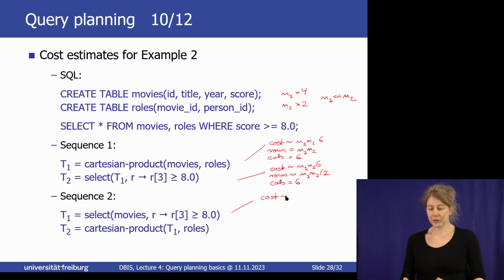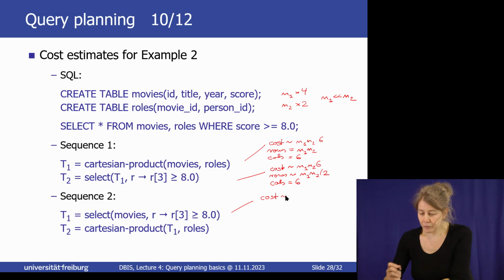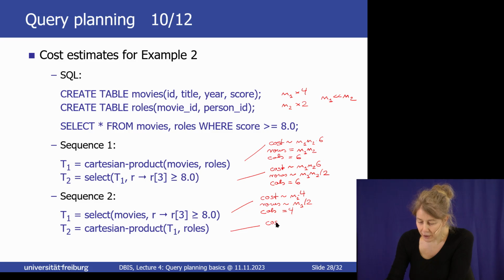What's the cost? You can just say it. N times 4, N what? N1 times 4. N1 times 4 rows. Yeah, we're assuming that columns is 4, right? Cols is 4. And now let's take this operation, which takes this one as input.